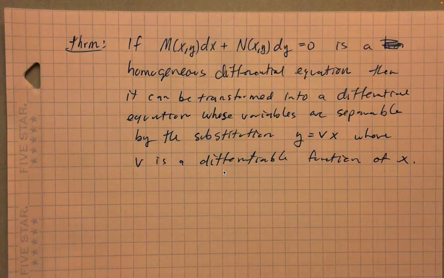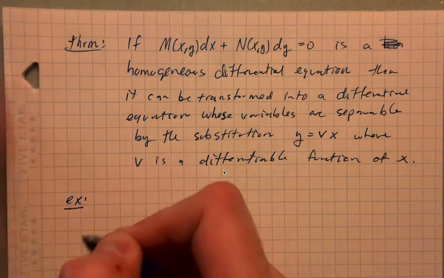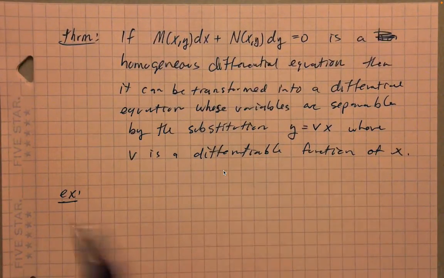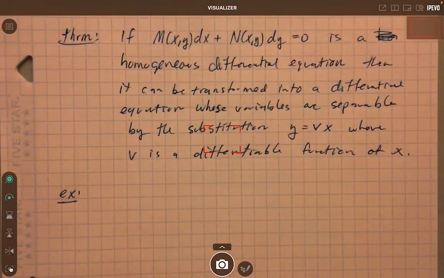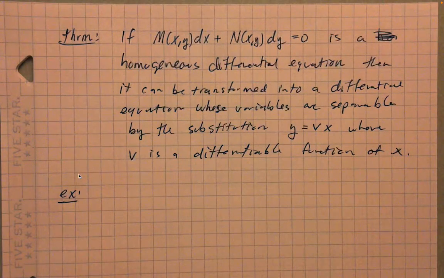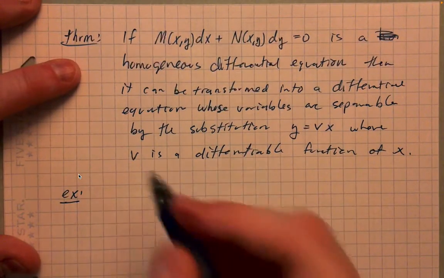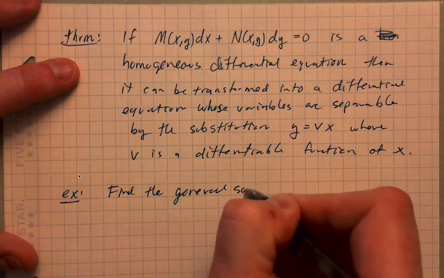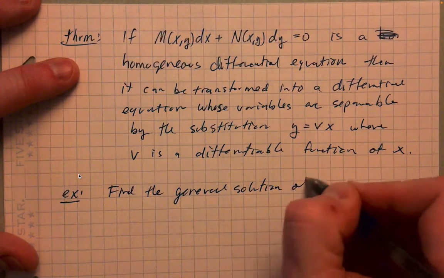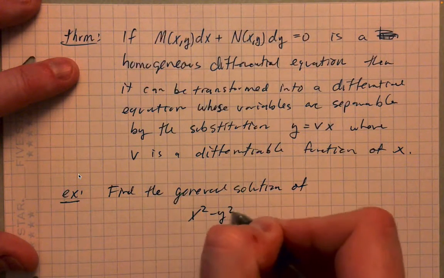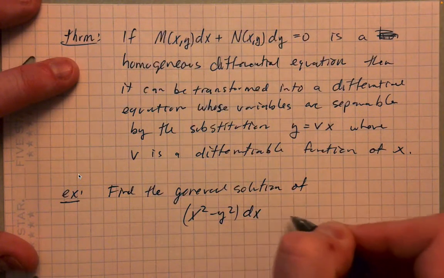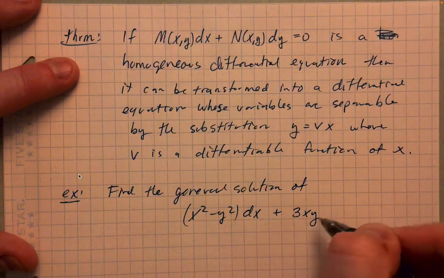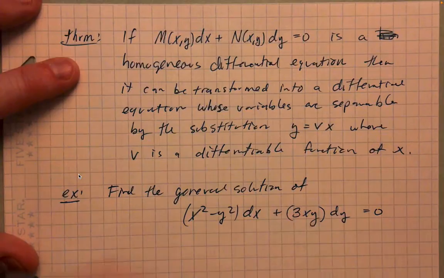Okay, so how does this work? All right, we're going to do a nice example here. So it's kind of a longer example, but that's just because when you have to use this method to do separation of variables, then inevitably, well, not always, but often the differential equation is somewhat more complex. Right, so let's go ahead and try to find the general solution of x squared minus y squared times dx plus 3xy times dy equals 0.